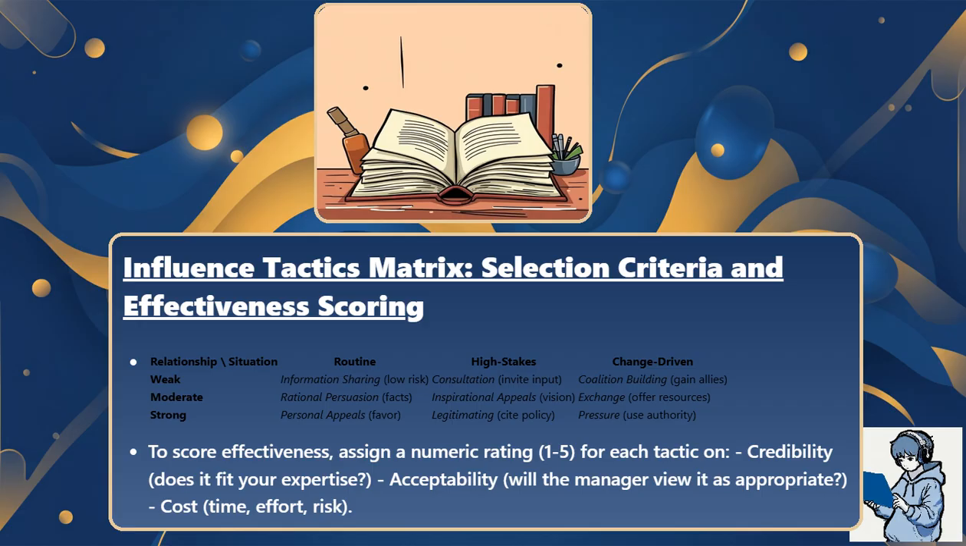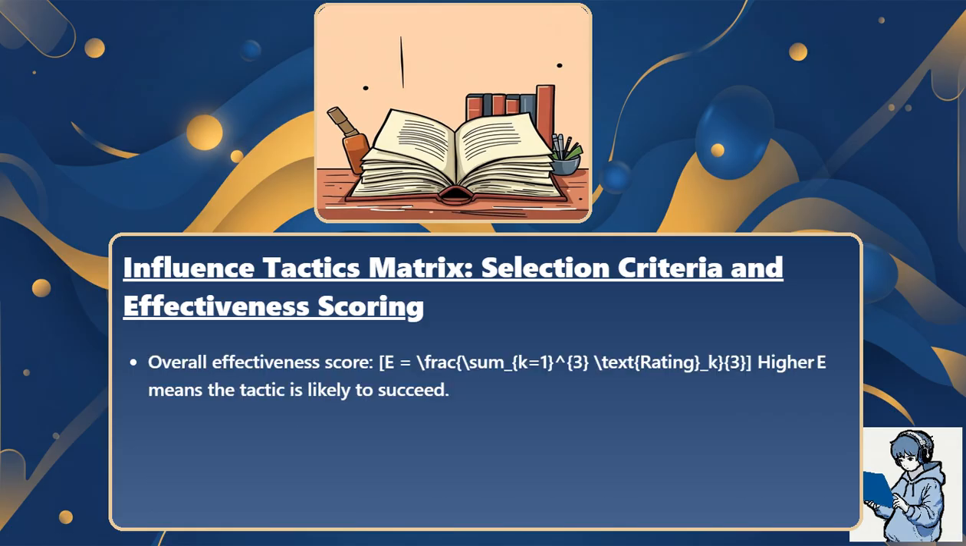To score effectiveness, assign a numeric rating 1 to 5 for each tactic on credibility: does it fit your expertise? Acceptability: will the manager view it as appropriate? And cost: time, effort, risk. Overall effectiveness score: E equals the sum from k equals 1 to 3 of rating k, divided by 3. Higher E means the tactic is likely to succeed.